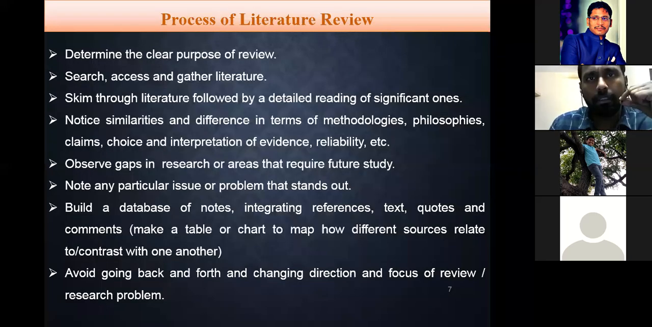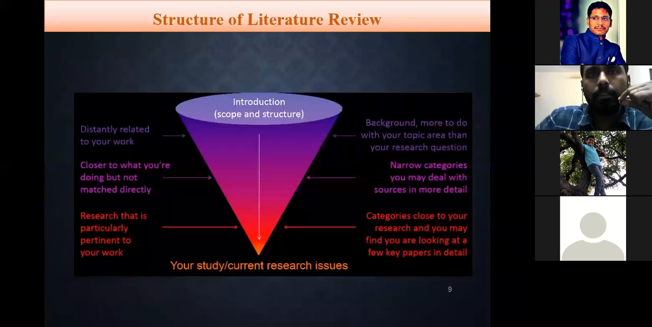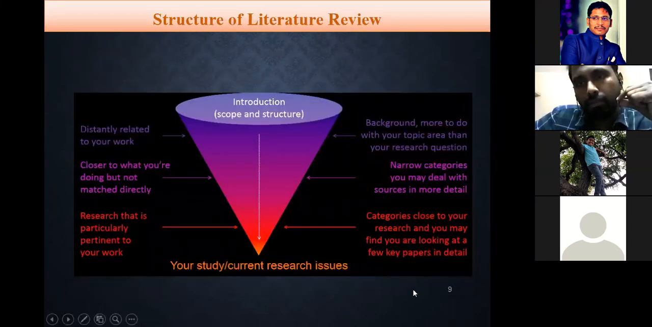And then this is the structure of a literature review. So this is the scope and structure. You have collected a volume of literature here. You have to categorize it into two categories. One literature is distantly related to your research work, not much related to your research work. And here, these articles, near 70% to 80% are related to your research question.